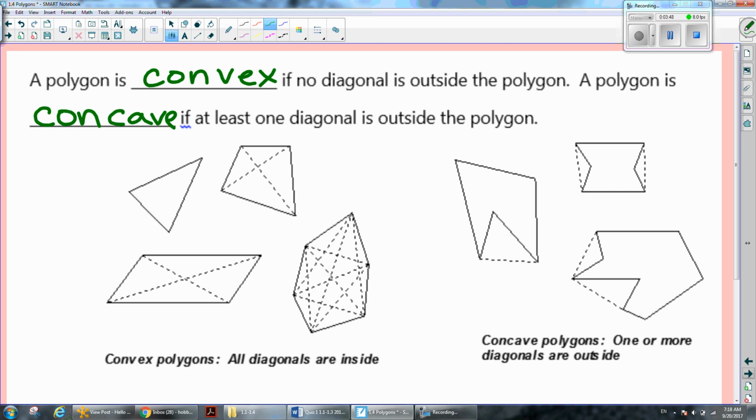So we call a polygon convex if no diagonal is outside of the polygon. So here are all the convex polygons, the diagonals are all on the inside. We call it concave if at least one diagonal is outside the polygon. These polygons go in like a cave, so that when you connect these non-adjacent vertices, the diagonal is really outside of the shape. Same thing here. These are your non-adjacent vertices, that diagonal is on the outside.